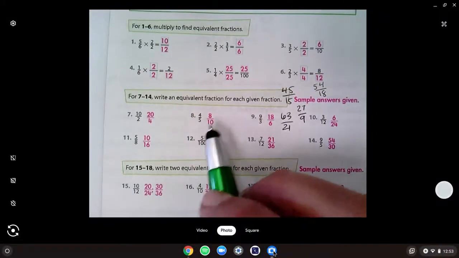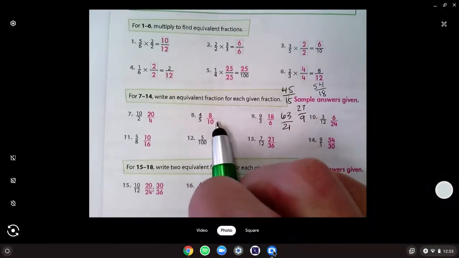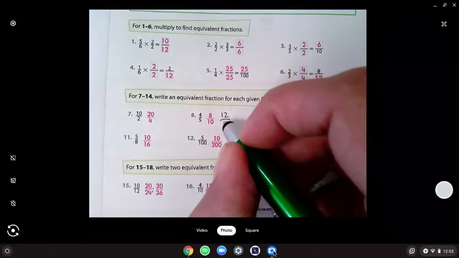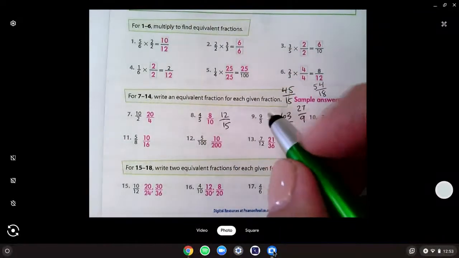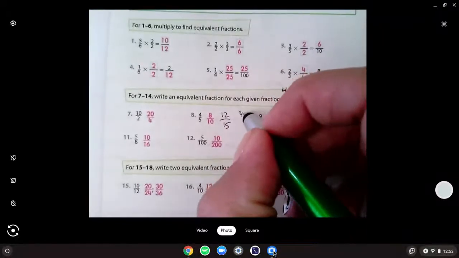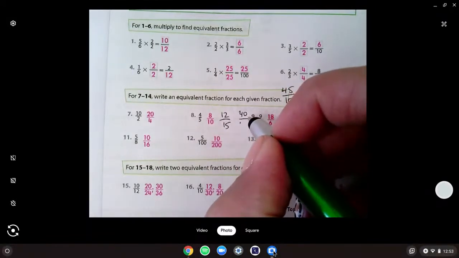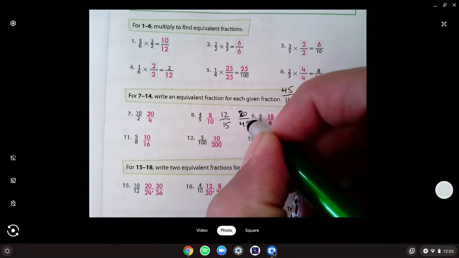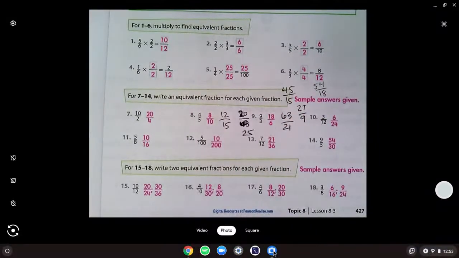The first one that they thought of was 8/10. They multiplied both by 2 halves. What else could you have multiplied it by? Amelia? By 3. You could have multiplied by 3 and got 12/15. What else could you have done, Claire? Multiply it by 5. 8 times 5 gets us 40. And 5 times 5 gets us 25. So 20/25, right? That's what that one should be?